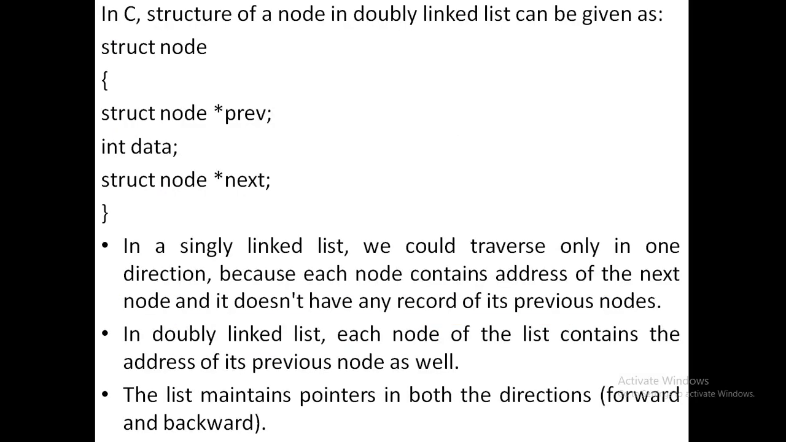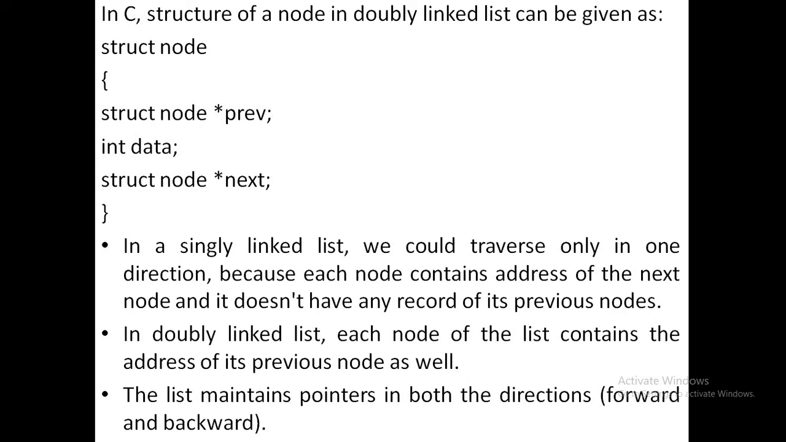In C, the structure of a node in doubly linked list can be given as struct node, and within that we have declared 3 variables, a data integer variable as well as 2 pointers. One is previous pointer as well as the other one is next pointer.